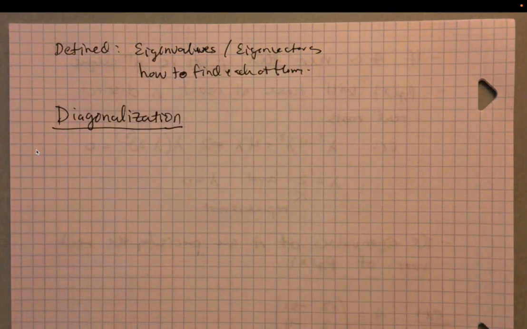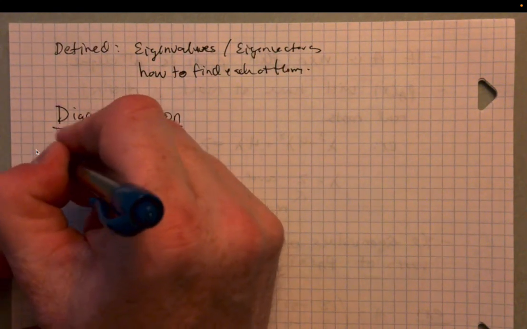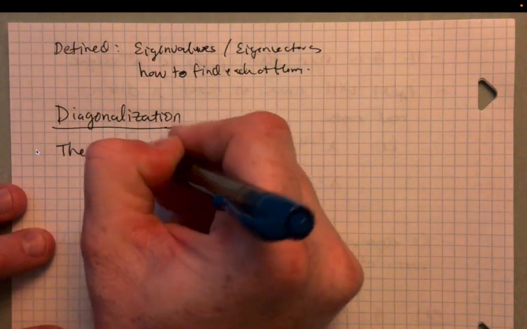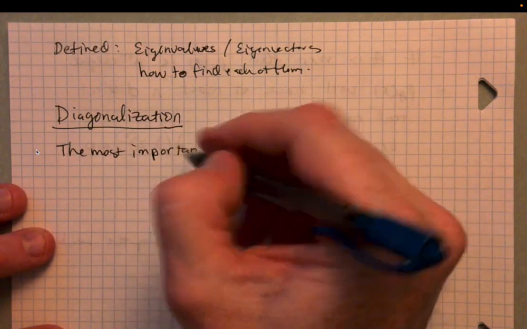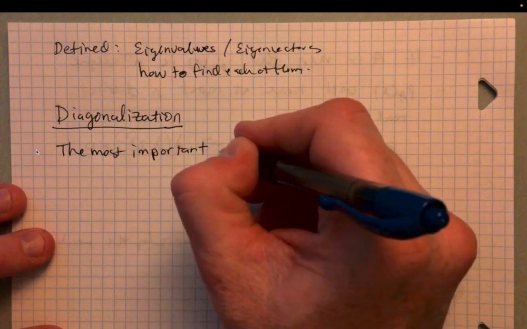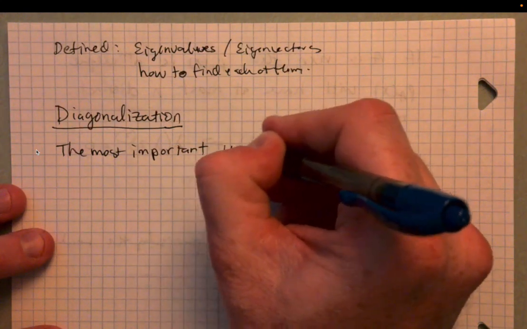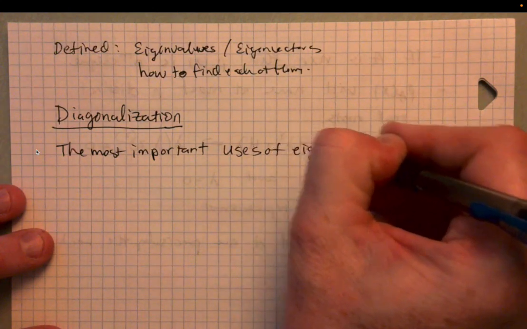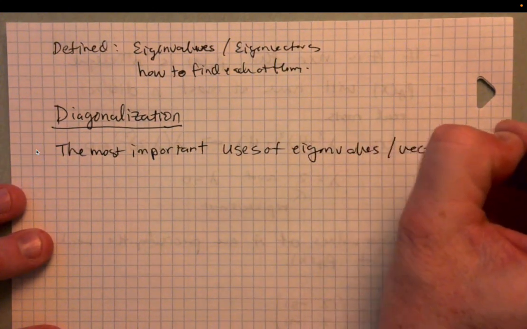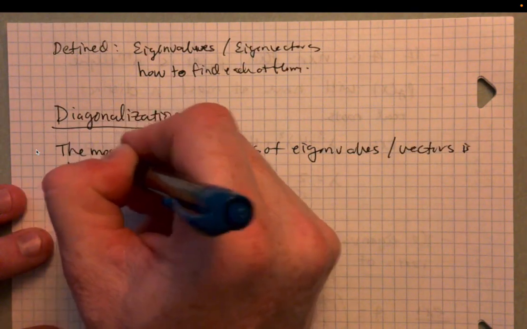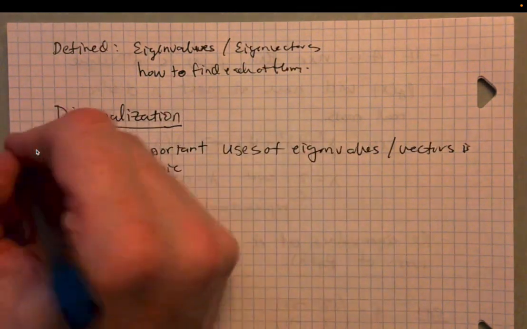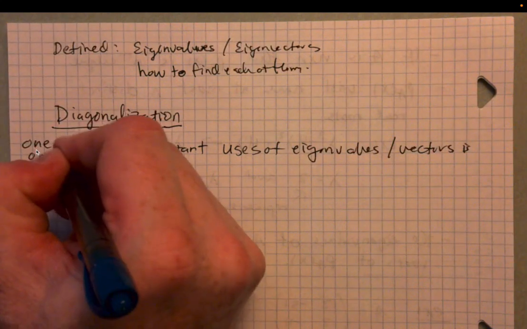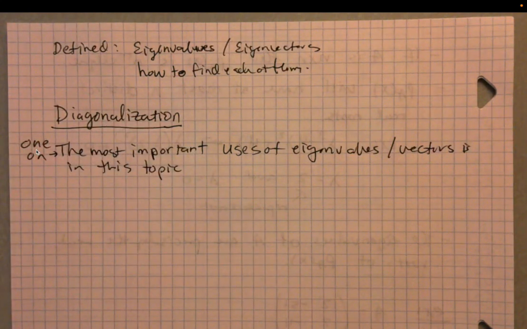Okay, so we want to move into diagonalization. And really one of the most important uses of eigenvalues and eigenvectors is in the diagonalization of a matrix, right? I mean, if you can say such things, what's the most important? Maybe I should say one of the most important uses.